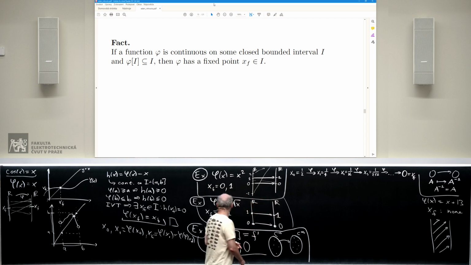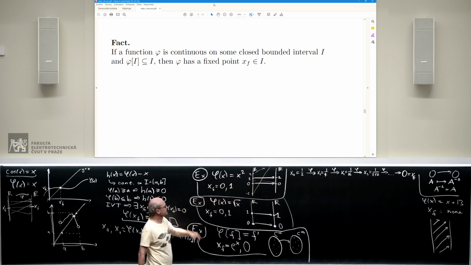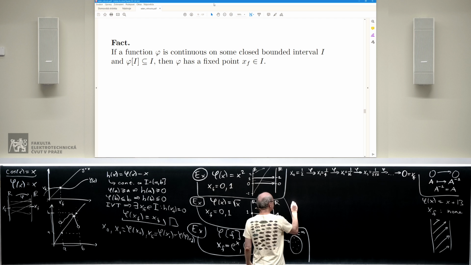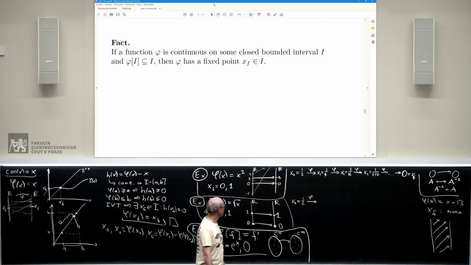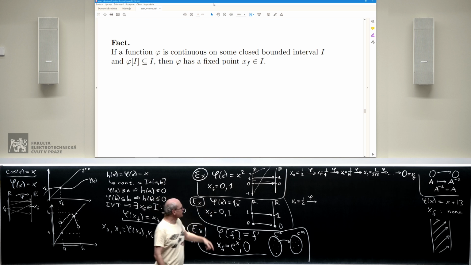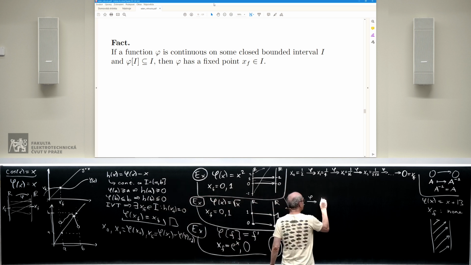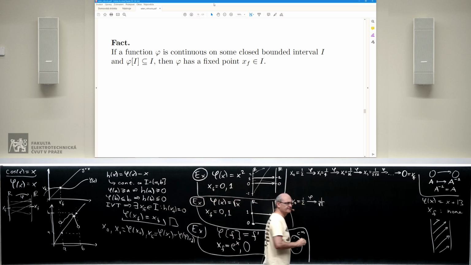Interesting. Let's have a look over here. Square root. I start with 1/2. Then I apply the function square root, and I get 1/2. Now, how much is it? That's a good question.